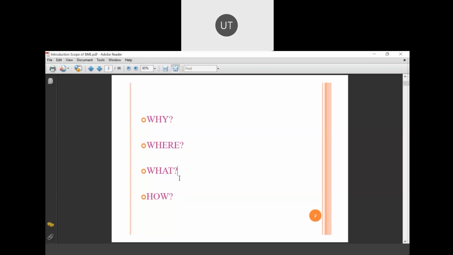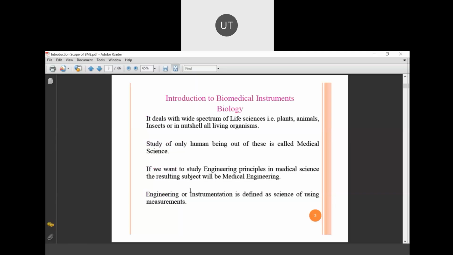What are we going to study? We have already discussed the curriculum, what we are going to study in this particular subject, and how it is organized unit-wise. Okay, so this is the introduction that you can see. You can read it. Whatever things we have discussed, the same is written here.